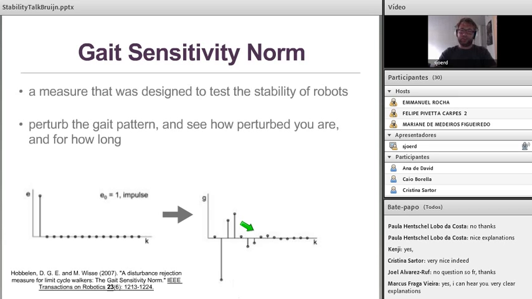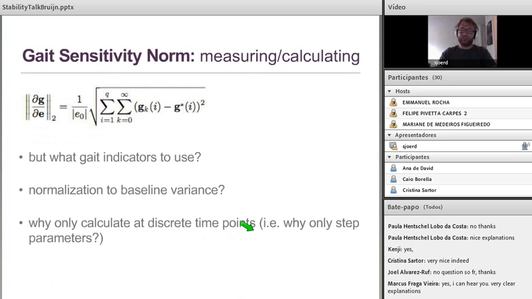The smart thing you do is you divide the amount that you are perturbed by the size of your perturbation, and it's basically this formula here. So you divide by E0 your difference between GK, which is the gait indicator at step K, minus G star, which is the gait indicator which you'd have if you're walking normally.